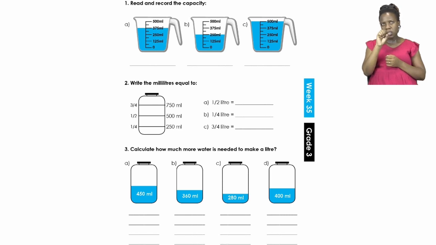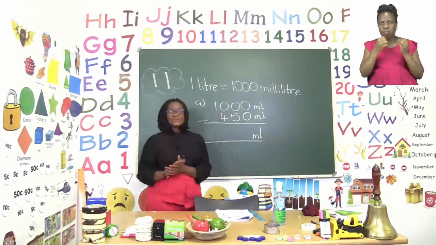For the last part of this exercise, you're going to be doing number 3. Number 3 now is slightly different. They are asking you to calculate how much more you need to make 1 liter. So for this one, it is all about subtraction. Now there's one important rule you need in order for you to do this one. So let's take a look at the board. The rule is very simple.